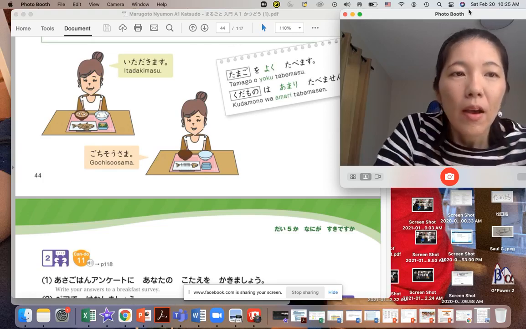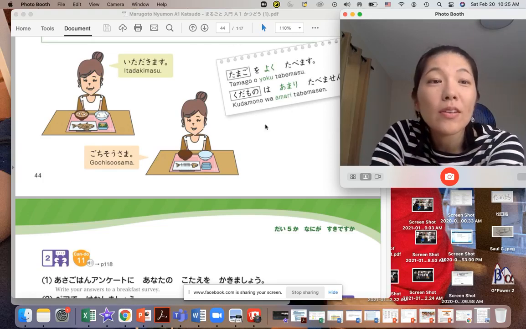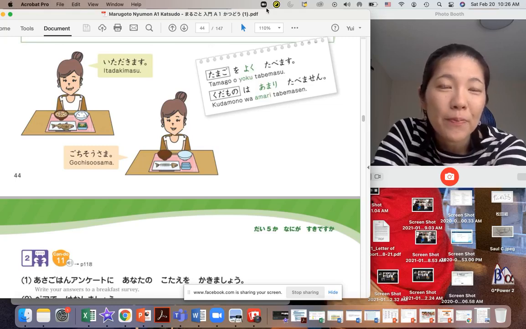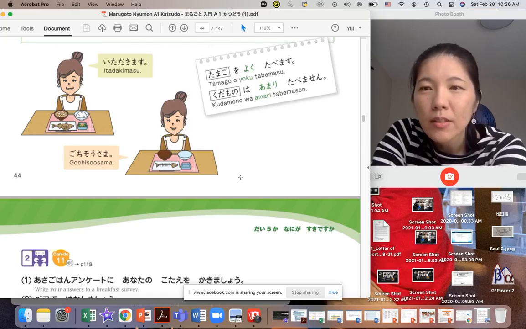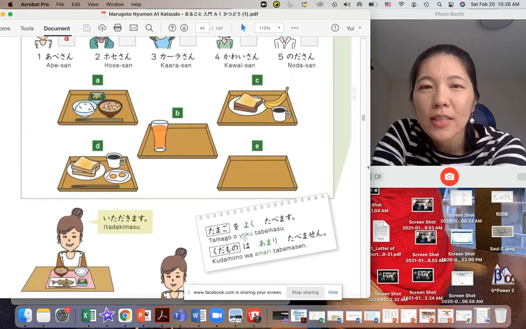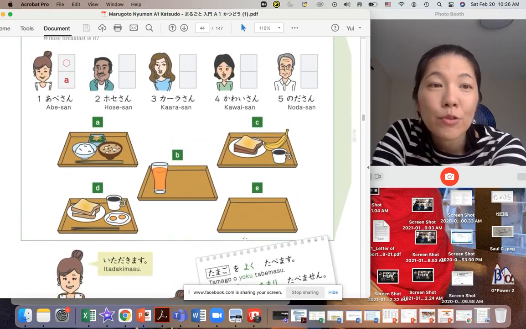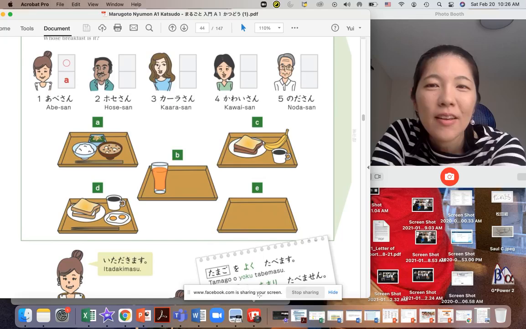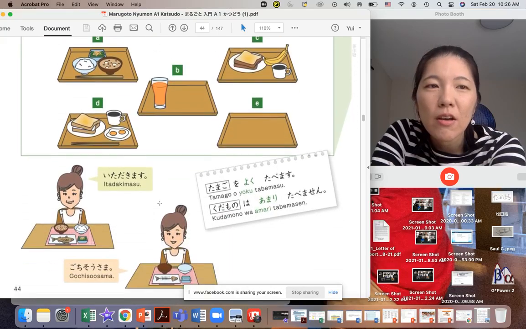Okay, so we have been looking at food in Marugoto. This is towards the end of lesson 5. And last week, remember, we looked at people's trays and listened to audio to see which person eats what kind of breakfast, right? And that's where we left off.